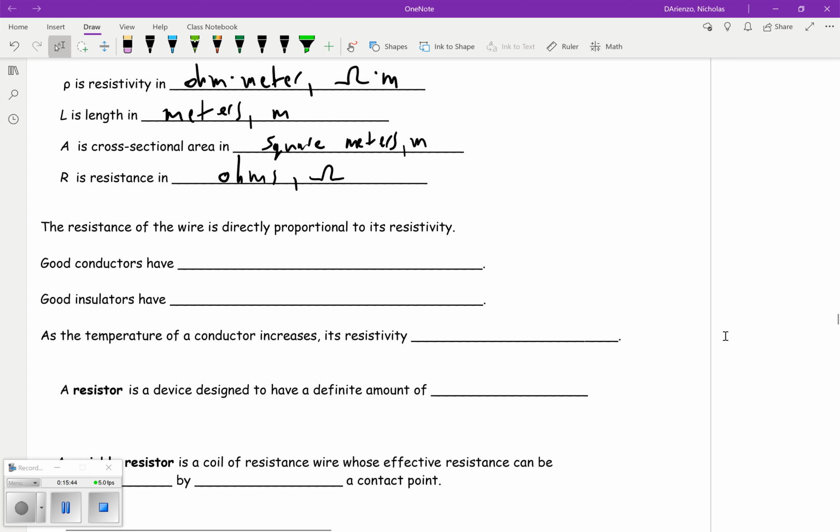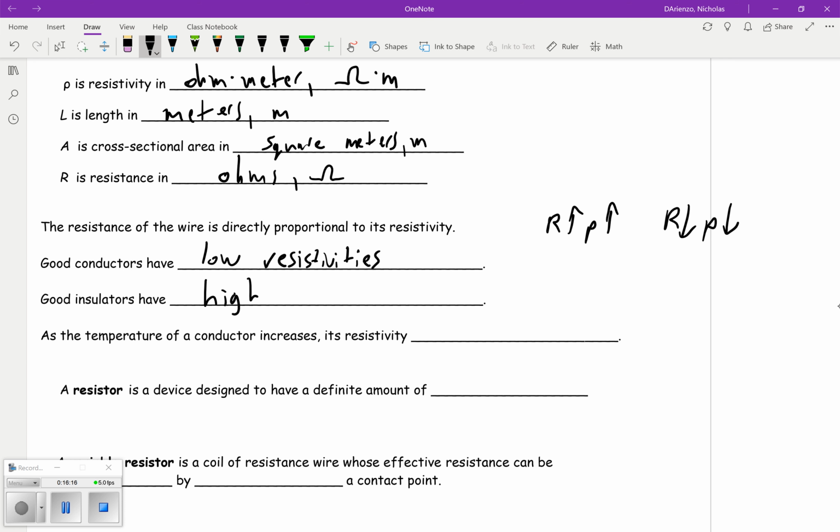So the resistance, we said, was directly proportional to its resistivity. Or resistance goes up, resistivity goes up; resistance goes down, resistivity goes down. Now, good conductors are going to have low resistivities. I spelled that right. Good insulators are going to have high resistivities.